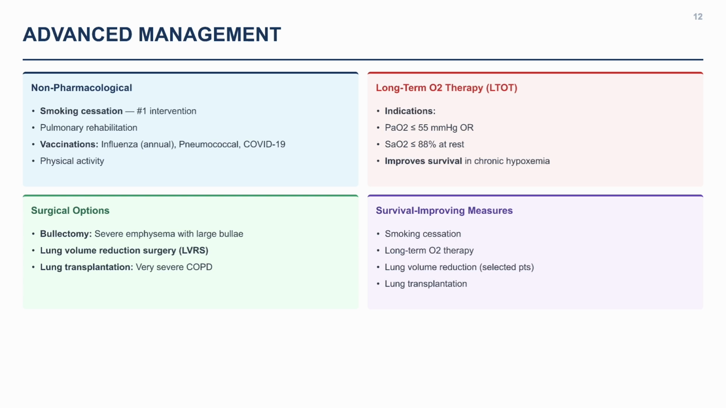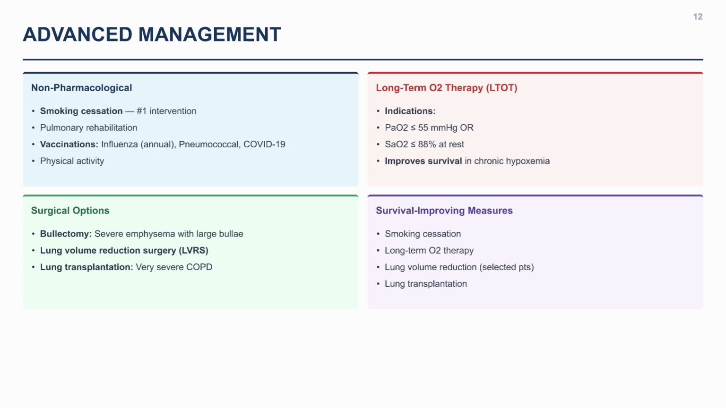Advanced COPD management includes both non-pharmacological and pharmacological approaches. Non-pharmacological measures include smoking cessation, the number one intervention, pulmonary rehabilitation, physical activity, and vaccinations. Annual influenza, pneumococcal, and COVID-19. Long-term oxygen therapy is indicated when PaO2 is 55 mmHg or less, or SaO2 is 88% or less at rest.